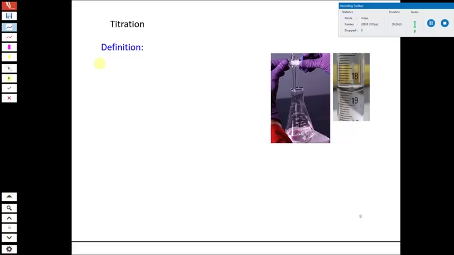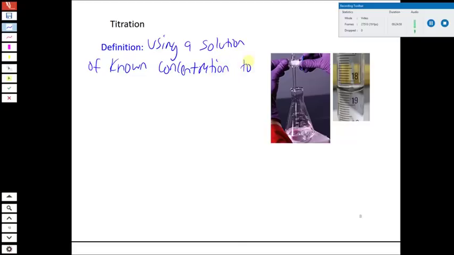So it's really just, again, using volumes and molarities as conversion factors to go into a number of moles, relating moles of substances to each other, and determining something about a substance that you're reacting. So typically you have one solution with a known molarity, or known concentration. In a titration, you're going to be combining two solutions to each other, and one of those solutions has a known concentration. You're going to use that solution to determine an unknown concentration of something else.